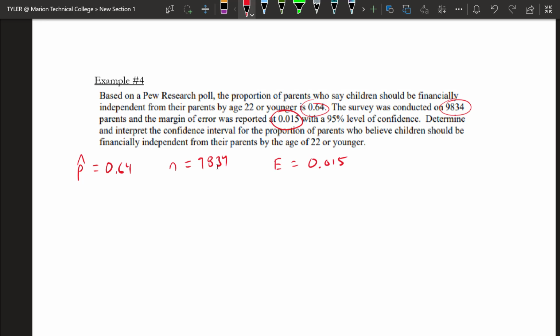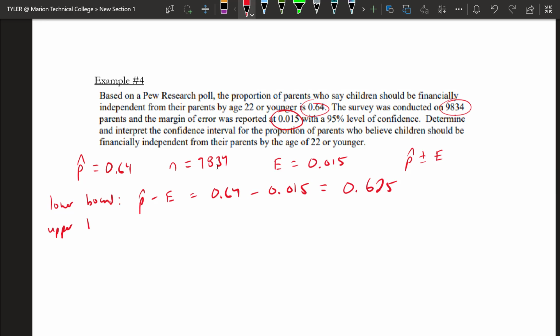So in this case, I actually don't have to do as much calculation, right? I'm essentially thinking of this as p hat plus or minus E. That's simple because I already know what the margin of error is, so that takes away a lot of the calculation, and I already know what p hat is. So the lower bound would be equal to p hat minus E, the margin of error, which in this case would be 0.64 minus 0.015, which equals 0.625, right?